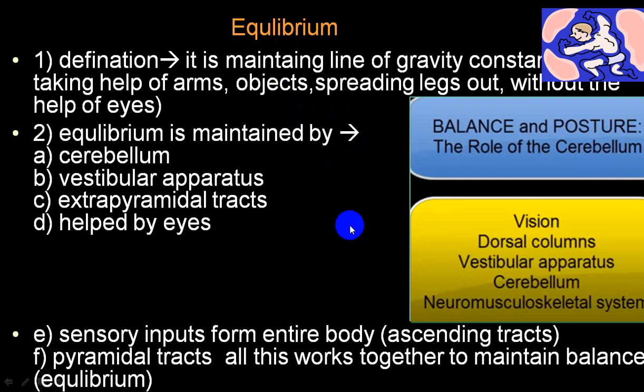Equilibrium is the maintenance of the center of gravity constantly by taking the help of arms or objects or spreading the legs out, without the help of the eye. For maintenance of equilibrium, you will require the cerebellum, vestibular apparatus, extrapyramidal system, supported by vision, that is the eye. Also, sensory input from the lower limb as well as sensory input from the head and neck. And the pyramidal tract will help in maintenance of equilibrium by acting on the anterior horn cell. So balance and posture is the role of the cerebellum, while vision, posterior column, vestibular apparatus, cerebellum and neuromuscular junction together will help in maintenance of balance, posture and equilibrium. So balance is indirectly equilibrium only.